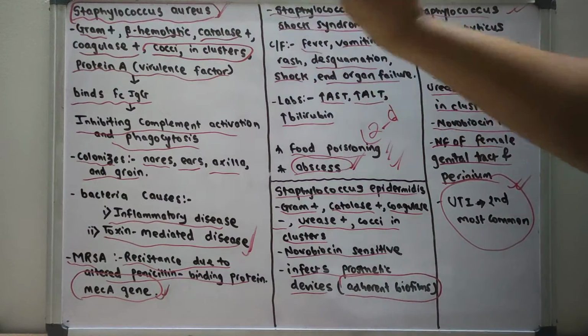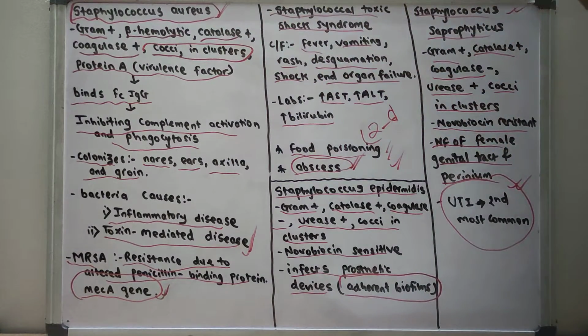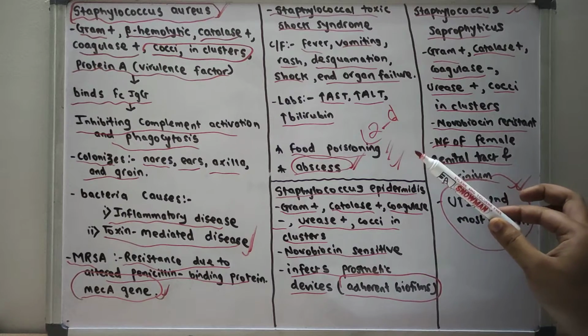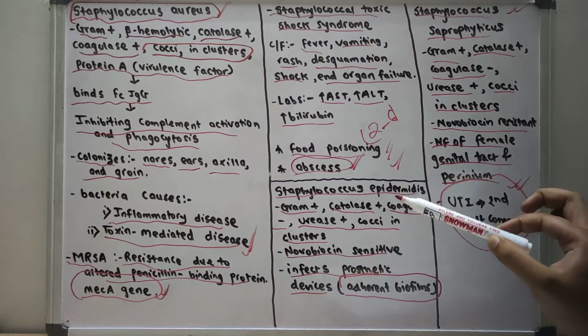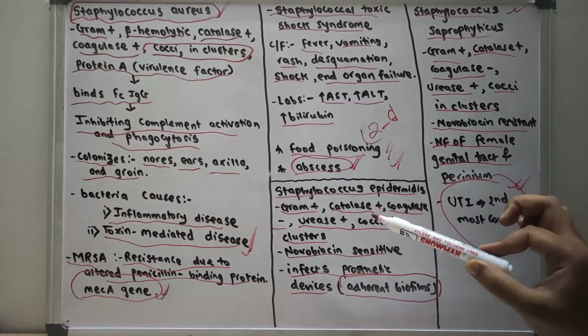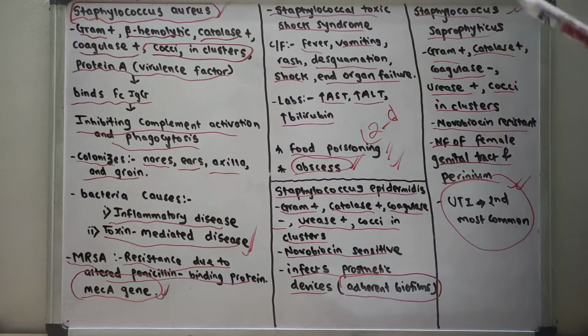Staphylococcus aureus is beta hemolytic, catalase positive, coagulase positive. But Staphylococcus epidermidis is catalase positive, coagulase negative, but urease positive. And Staphylococcus saprophyticus is catalase positive, coagulase negative, and urease positive cocci.